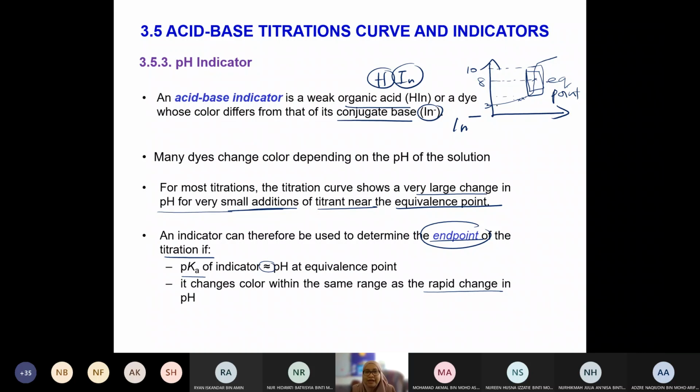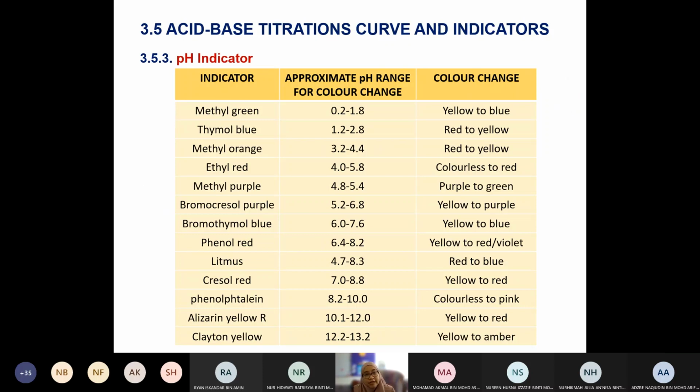So you kena pilih the indicators that change color within the same range as the rapid change, dekat steepest portion ni, as long as di dalam this steepest portion, okay, and it also cover the pH at equivalent point. Okay, so these are the indicators. Yang paling famous sekali will be the phenolphthalein lah. Okay, you see, even the phenolphthalein, the range of pH change is 8.2 to 10.